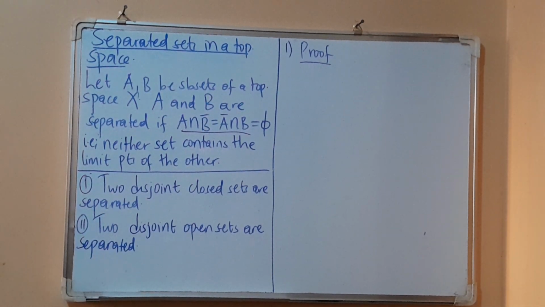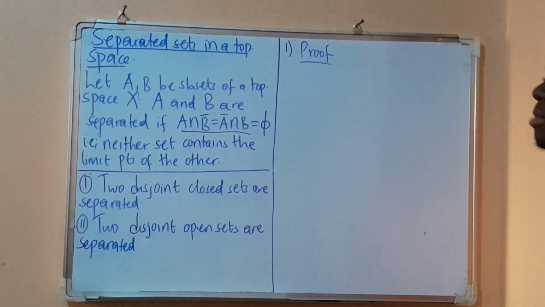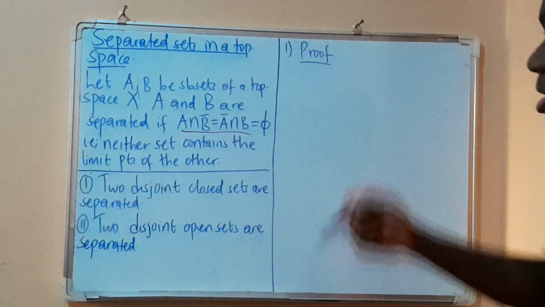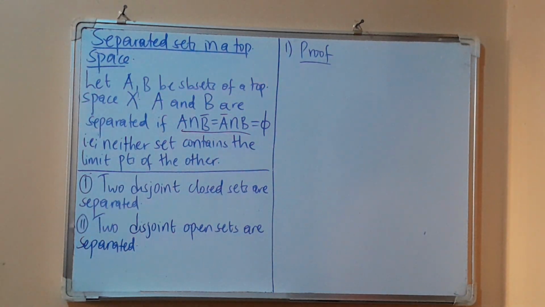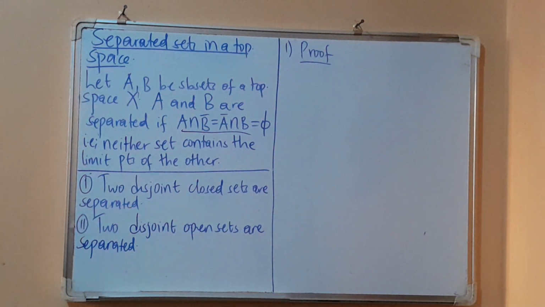So in the previous introduction to separated sets, we defined what it means for two sets to be separated. Now we are going to see some applications of that concept. We defined this in the previous session. So now what are we saying? We are saying that two disjoint closed sets in a topological space are separated.